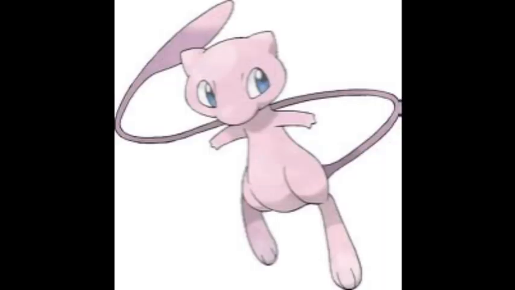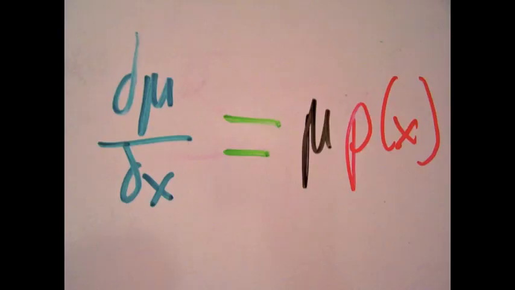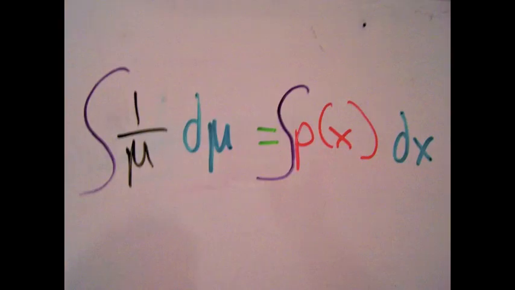Now you are probably wondering what mu is. And no, it is not the most powerful being in the universe. Do you remember when I said that mu prime is equal to mu times p of x? Well, with this equation, we can find what mu is using the first-order separable differential equation process.